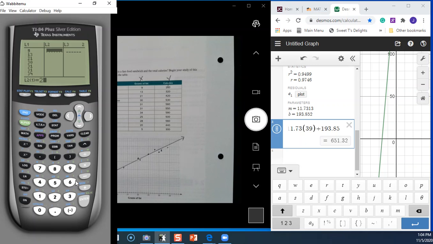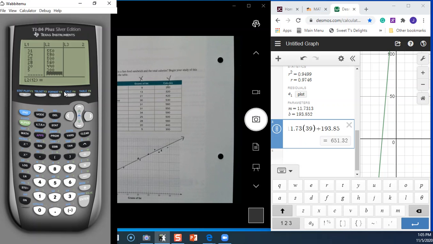So we had 260, 320, 420, 530, 560, 550, 590, 500, 560, 440, and 300. Okay, now we put all these values in.